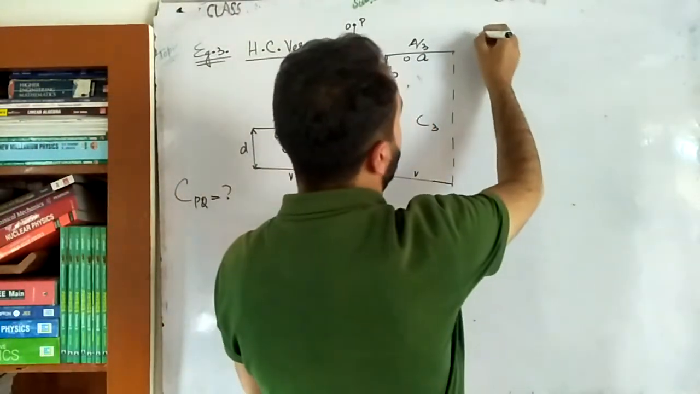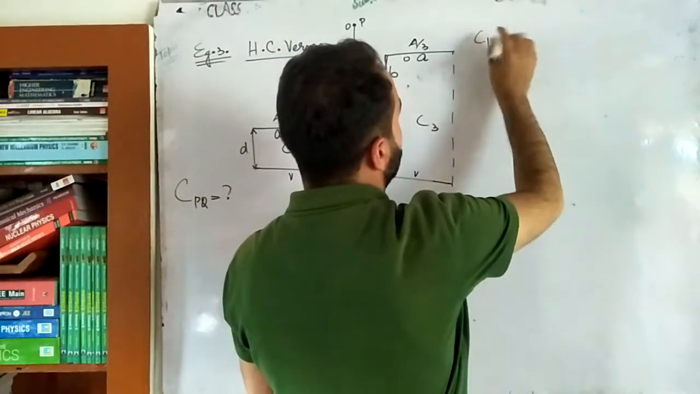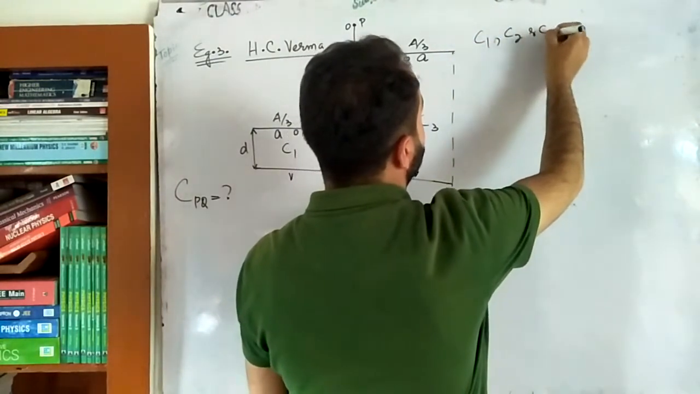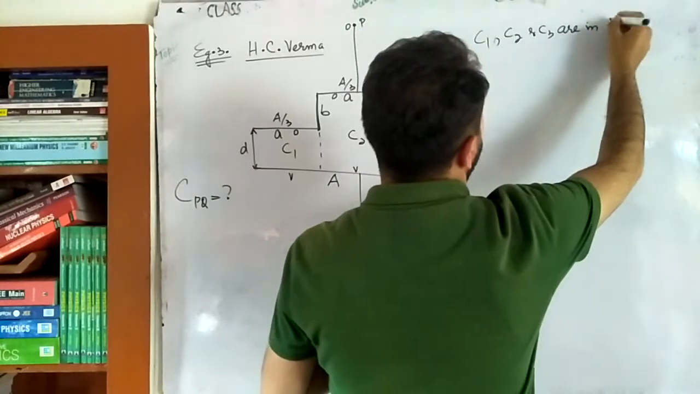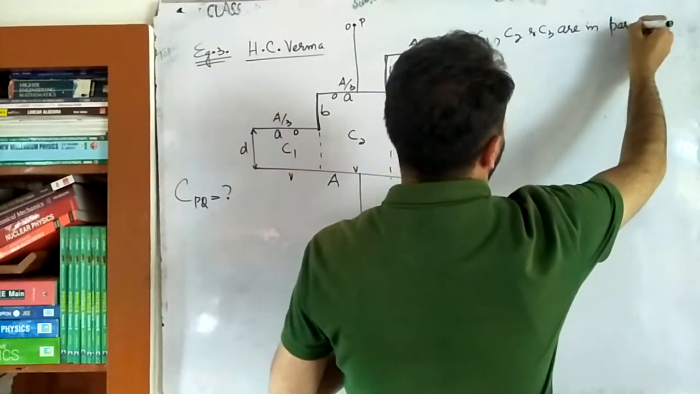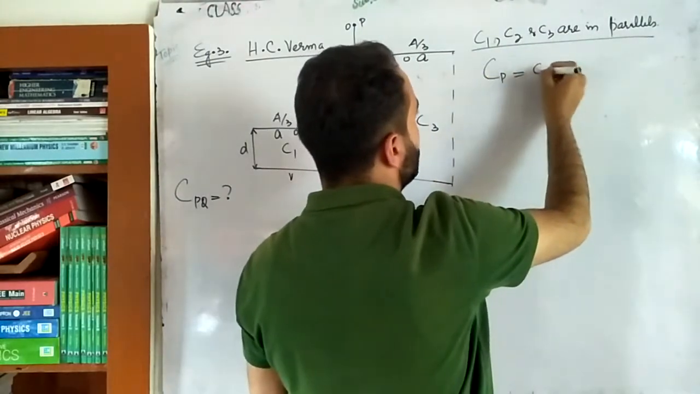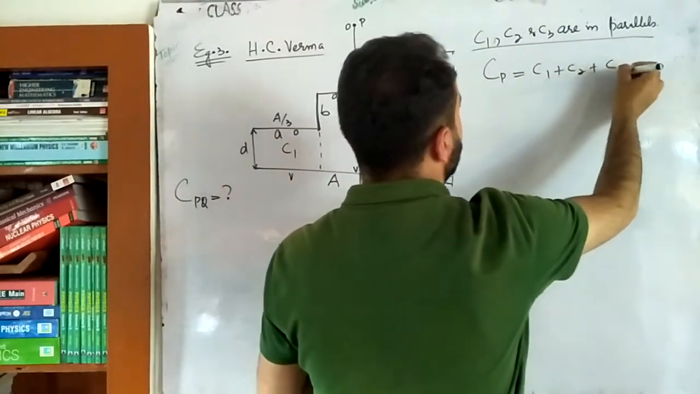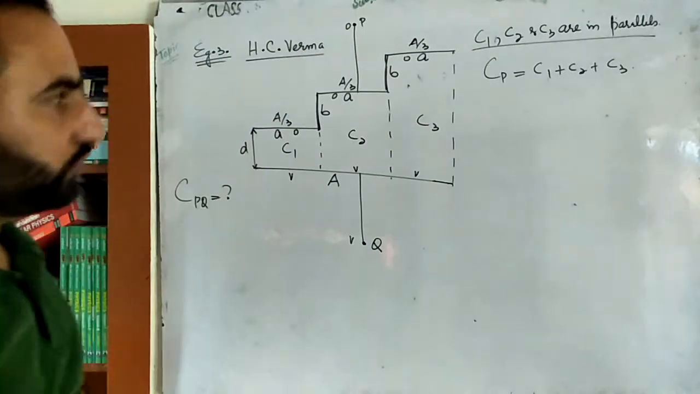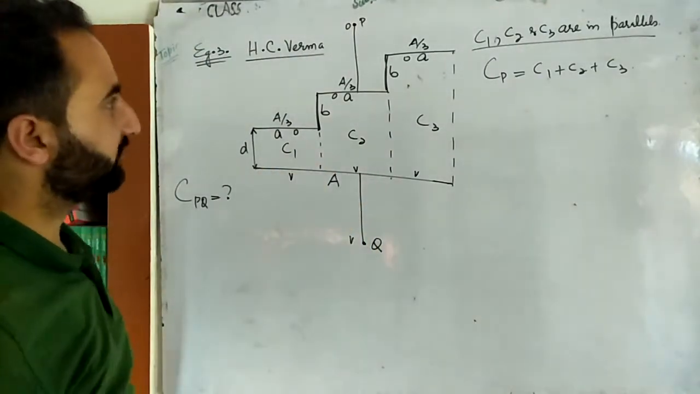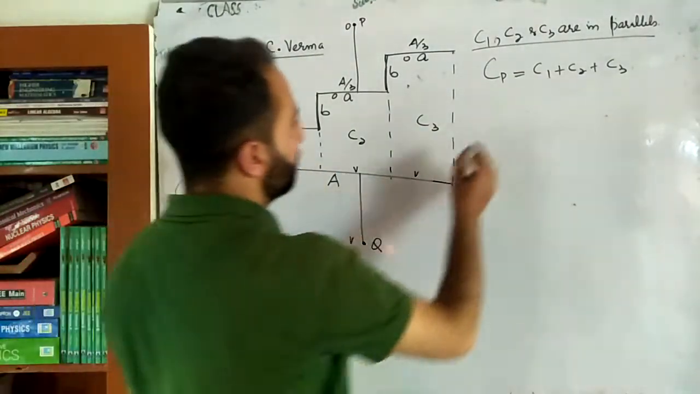Okay, so first of all I write like this: C1, C2 and C3 are in parallel. They are connected in parallel. ठीक है ना बेटा? And in parallel, the equivalent capacitance CP is simply equal to C1 plus C2 plus C3. Okay, simple summation. We'll prove this equation later on. Okay, in the same lecture we'll prove this equation. So first of all we'll calculate C1.